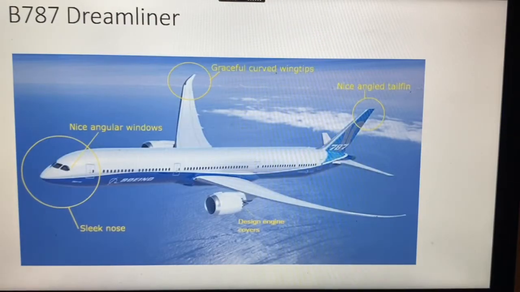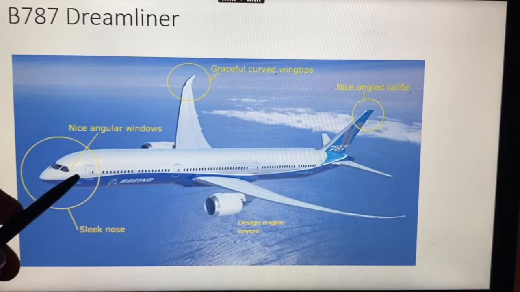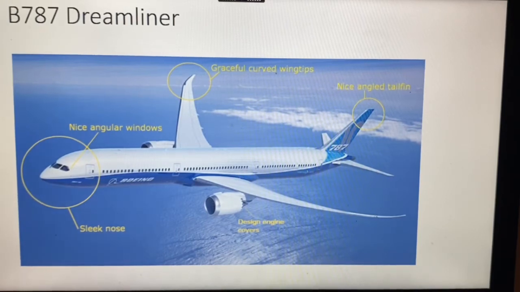And compare that to a 787, the Dreamliner. They've got nice angular windows right at the front, so look at that. Unlike the A350, which has a weird one, this still is not square, but it's a really good angular window, and it's got a really sleek nose. It's not pointy enough, and you can clearly see it.